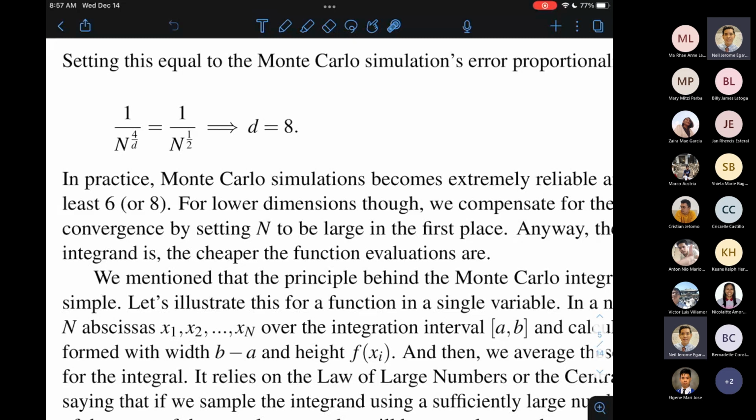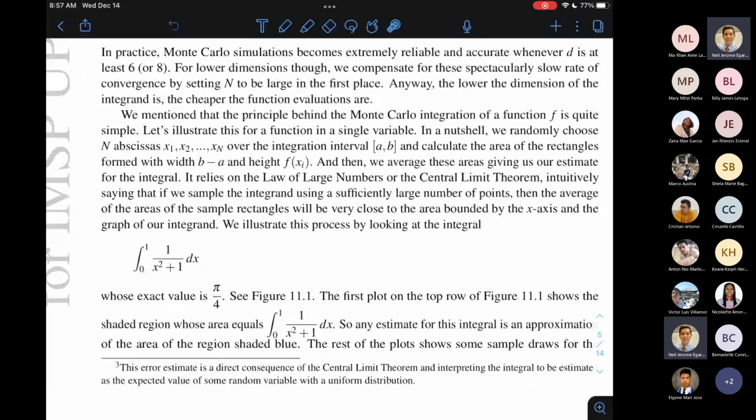So kaya sa totoong buhay, gamit na gamit yung Monte Carlo simulations kasi usually ang information mo comes in very huge dimensions, alright? Pero for cases when you are in the lower dimension range, pwede ka pa rin gumamit ng Monte Carlo simulation pero piliin mo na si capital N, the number of points that you're going to use to be very large in the first place. Probably tens of thousands or hundreds of thousands or millions if you can afford it. Okay? Now, promise ko kanina, napaka-simple nung implementation ng Monte Carlo simulation.